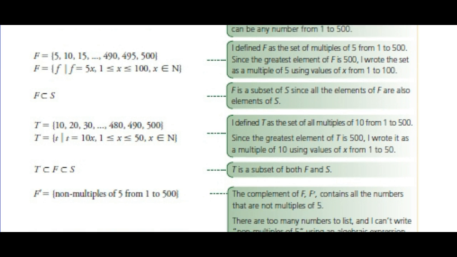T is a subset of F. So the multiples of 10 are all multiples of 5. Every multiple of 10 is also a multiple of 5. So T is a subset of F. And F is a subset of S, which also implies then that T is a subset of S. If T is a subset of F, which is also a subset of S, then T is a subset of S.